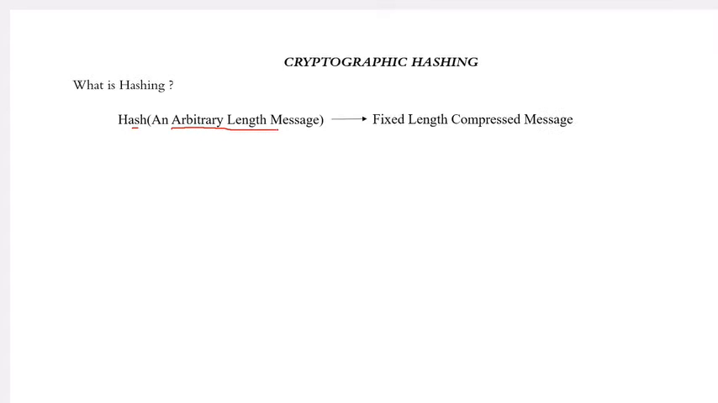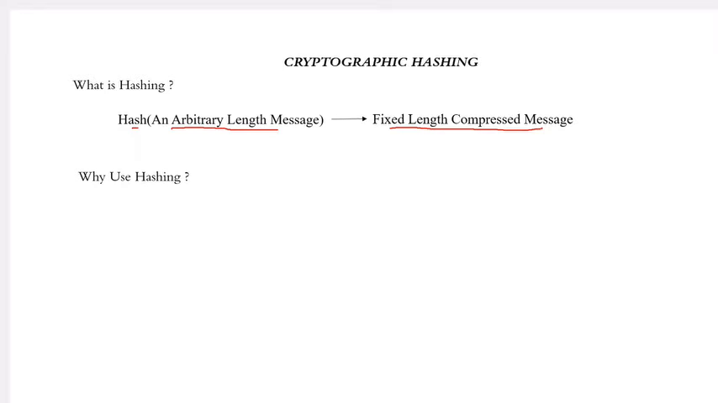Hello everyone, welcome to the lecture on cryptographic hashing, which is mostly used for preserving message integrity. Now, the first question is, what is actually hashing? So, hashing is nothing but a function or an algorithm which takes as input a message of arbitrary length, and it produces an output which is of fixed length. We compress the message into a fixed length output.